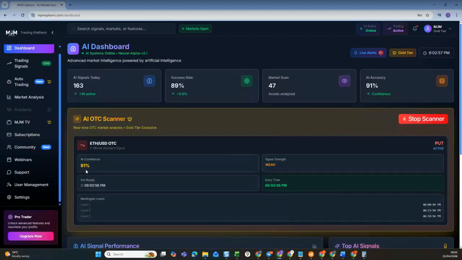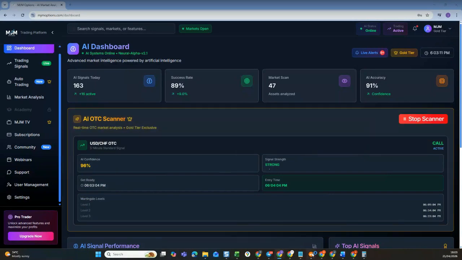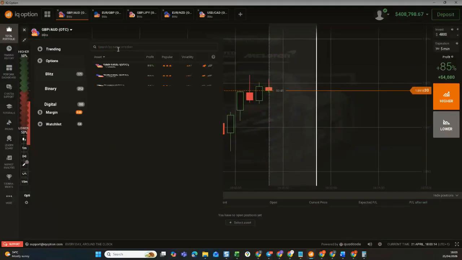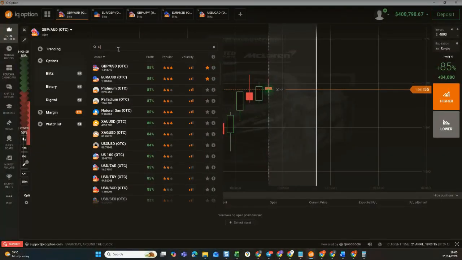You have 91 here, but then it is weak, so we move on. 98, but it is weak, we move on. 96, and it is strong. So which pair is this? 96 and strong. This is USD CHF, and we're buying also. So let's search USD CHF, and we click.